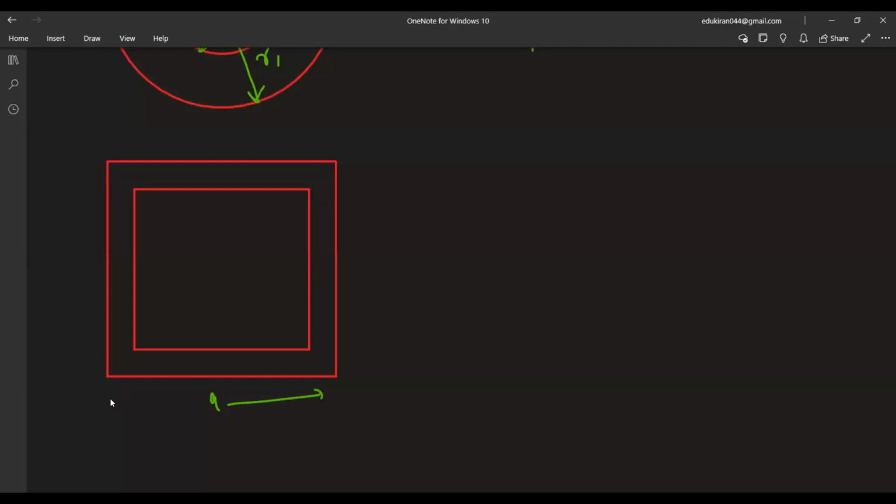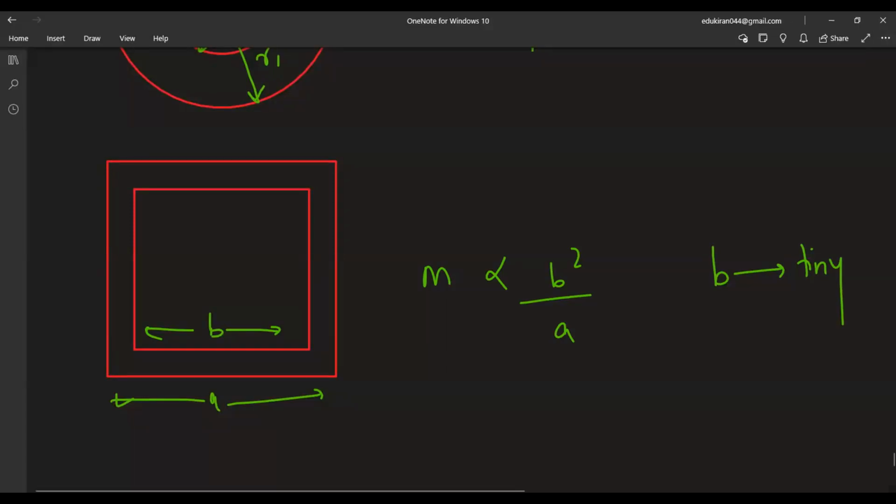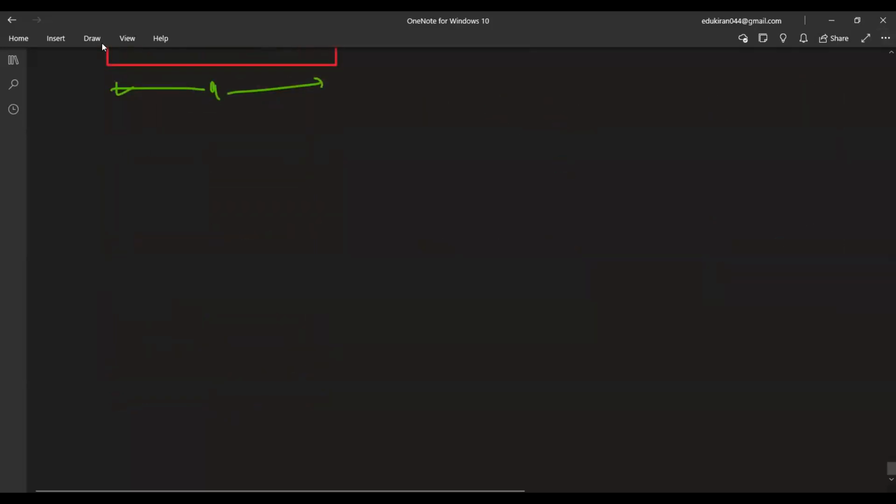Suppose this is A, this inner one is B. So mutual inductance is directly proportional to B square by A. Again, this B, I have drawn it huge, but this is actually tiny. This is not huge. So this you should remember just in case. Both the combinations are given to you.